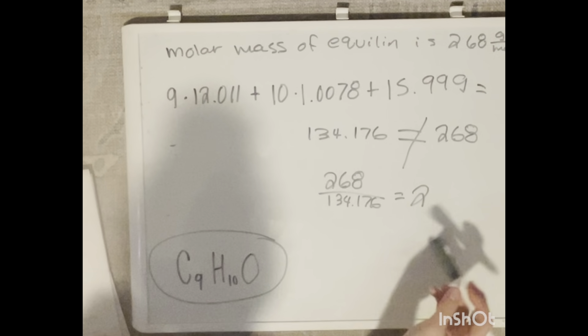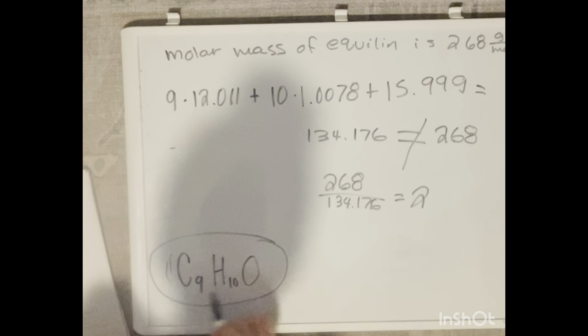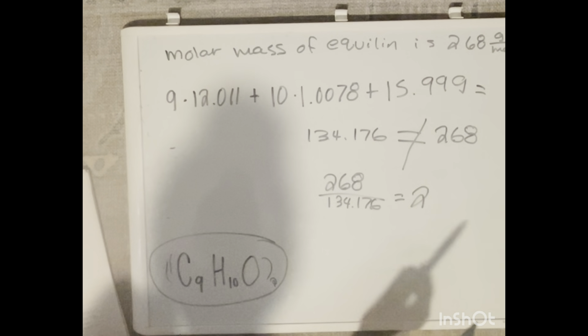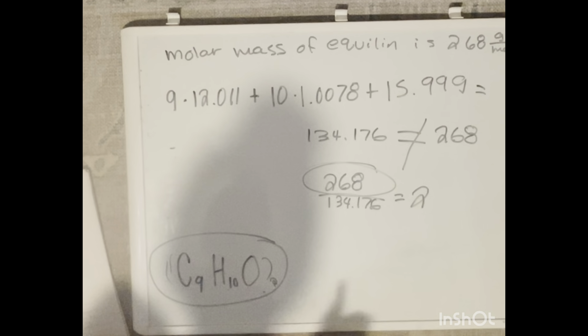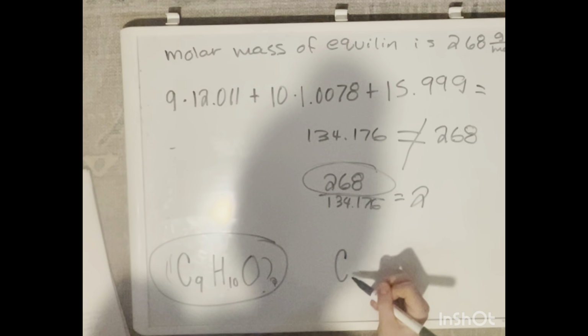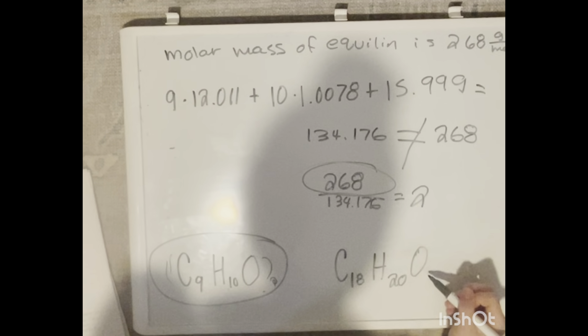So we know that all of these are going to have to be multiplied by 2 in order for the molar mass to be this. So what we're going to want to do is multiply each of these numbers by 2. So carbon will be 18, because 9 times 2 is 18. Hydrogen will be 20, and oxygen is going to be 2.